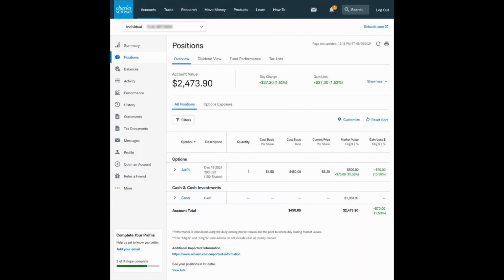Lastly is monitor the position. So once filled, go to accounts, tap on positions to see the option under options with cost basis. So current price and unrealized gain or loss updated in real time. So you can set a mental exit at 50% profit or 50% loss before you enter. So options move fast and discipline beats hope every time.